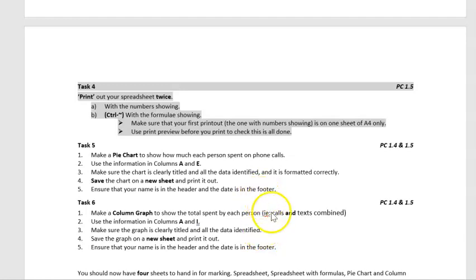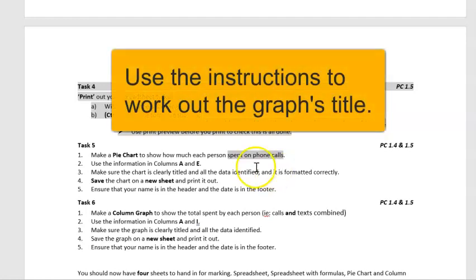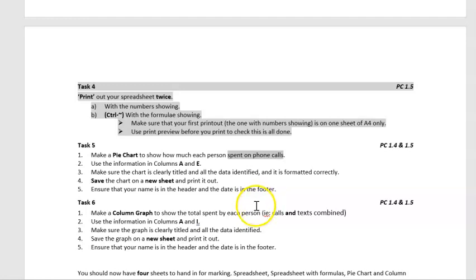The next thing we need to do is make a pie chart showing how much each person spent on calls. I'm going to copy the "spent on calls" as that will be part of the heading, and I'm going to use the information in columns A and E to make my chart.